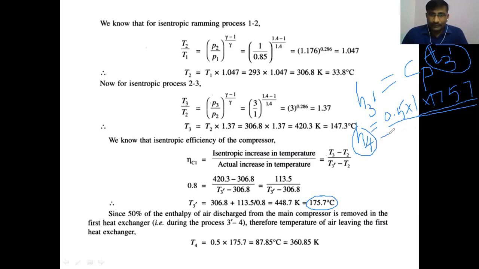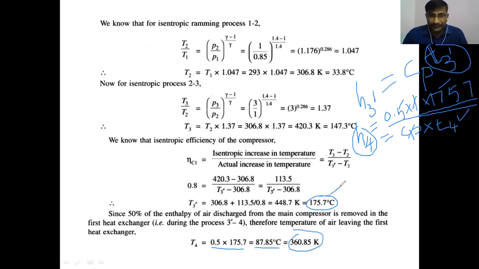Enthalpy at point 4 is also equal to the specific heat of air into the temperature at point 4, T4. By equating these two, the Cp value, which is 1, cancels. T4 is equal to 0.5 into 175.7, which is 87.85 degrees centigrade. If you write it in kelvins, we get 360.85 kelvins.